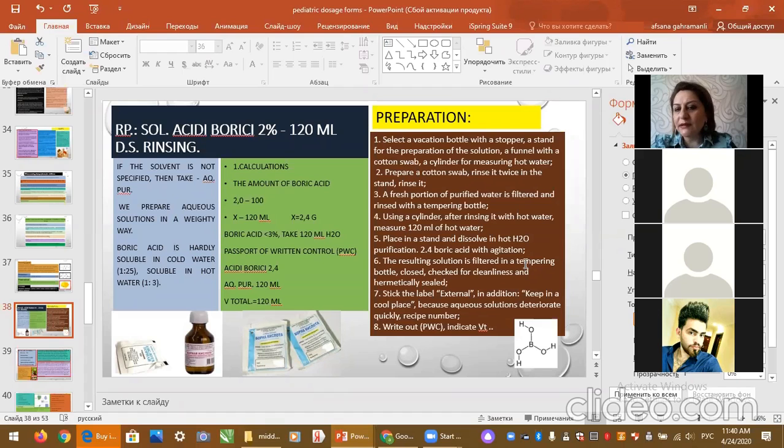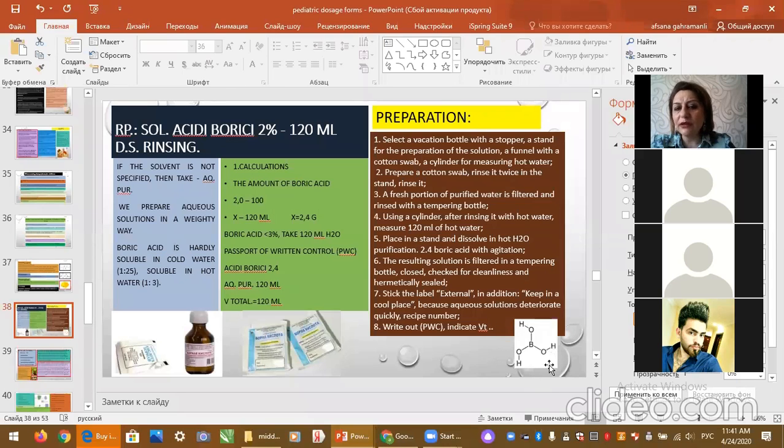Stick the label external. In addition, keep in a cool place because aqua solution deteriorates quickly, and we must write the recipe number. In the label, we write the name of the pharmacist who made this prescription and the name of the pharmacist who controls the making process. Yes. Write out and indicate.